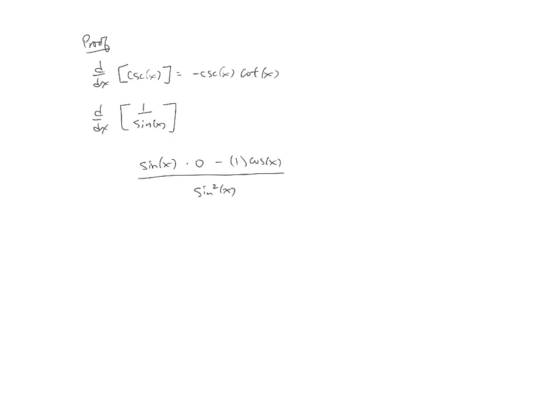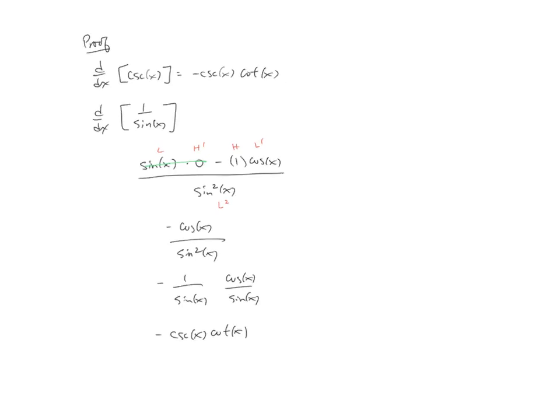So from our quotient rule, we've got low d high minus high d low over low low. And when this simplifies down, you can see that pretty much goes away. Leaves us with our negative cosine x on top and our sine squared on bottom. And if I split this apart, I would get a negative 1 over sine x times cosine x over sine x, which would leave us then the negative cosecant x cotangent x as we expected.